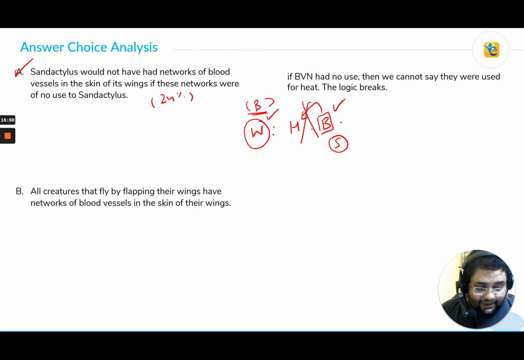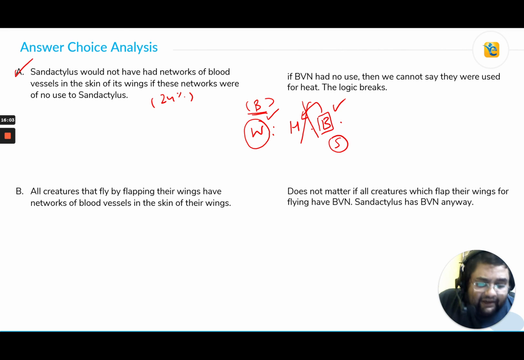Now let's move to option B. This is where things get very interesting. It's one of those option choices that a lot of you have chosen. So option B says all creatures that fly by flapping their wings have networks of blood vessels in the skin of their wings. But again, does it matter that all creatures who flap their wings have blood vessels? No. As long as Sandactylus has blood vessels and Sandactylus has blood vessels for the purpose of heat dissipation from flapping its wings, it's perfect. So whether all creatures have these kinds of mechanisms, we don't care. So that's the easiest way to reject it, but let's also apply the negation test and be very, very clear about it.